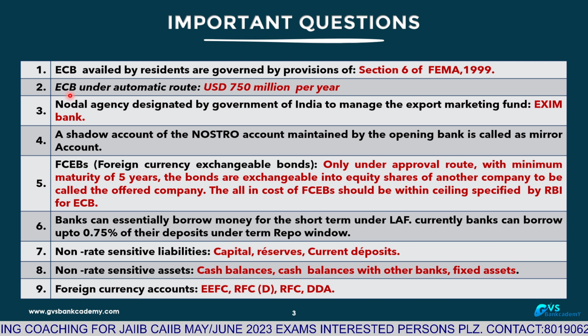Question number 2. External commercial borrowing under automatic route, how much can we borrow without RBI permission? US dollar 750 million per year.